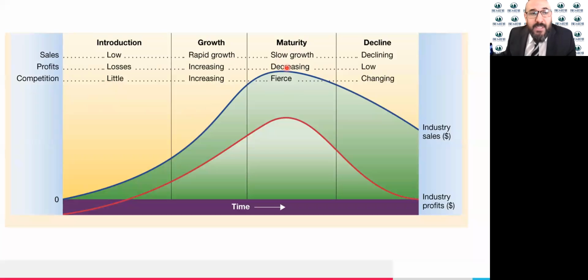In the maturity phase, you will see a slow growth. There's a very minimal growth in the sales. The profits are decreasing, and the competition is not known. It's difficult to know exactly who you're competing with, who's still in the market. So it could be very challenging regarding competition.